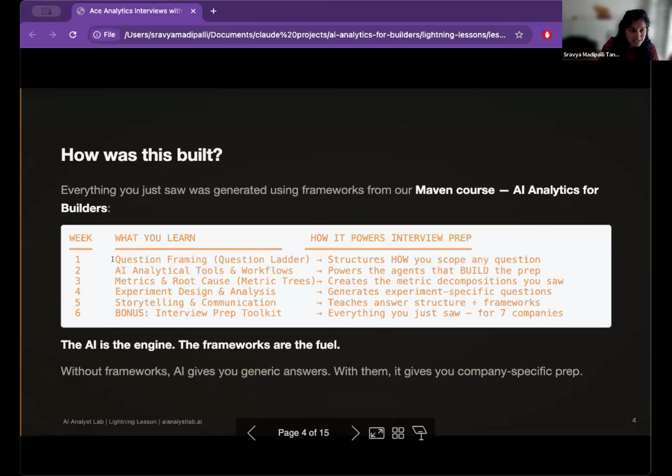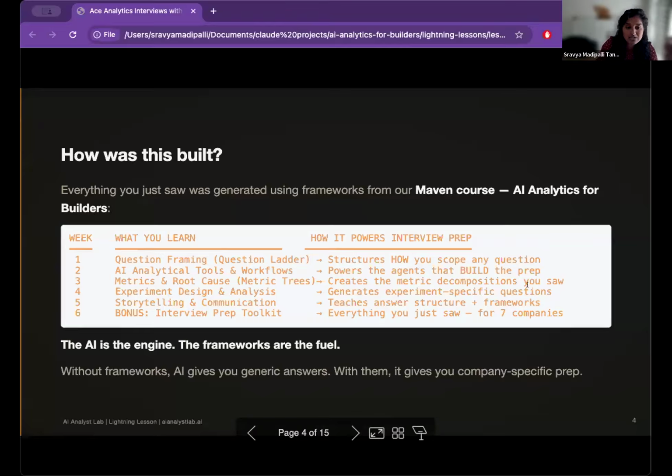So what did we do there? We have 5 different weeks, with different topics that we share as part of the course: question framing, AI analytics tools and workflows, metrics and root cause analysis, experiment design and analysis, storytelling and communication. The 6th bonus week, guys, will be an interview prep toolkit. Everything that I'm sharing today would be part of that as well. So it took all of these things and condensed them into all these files that it prepared. Basically, it structured how you scope any question. It powers the agents that build the prep, on what analytical workflows need to be questioned for a DoorDash interview per se.